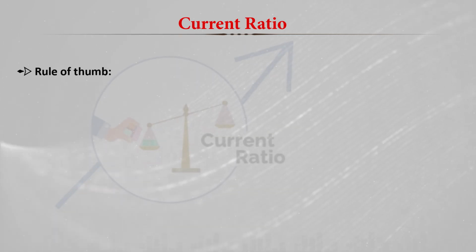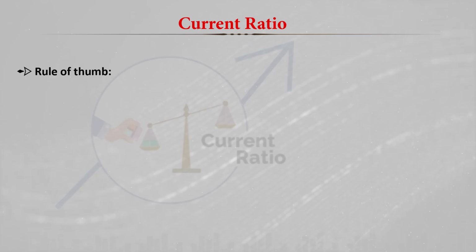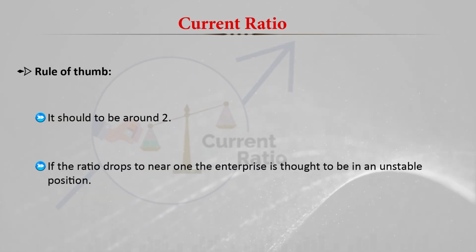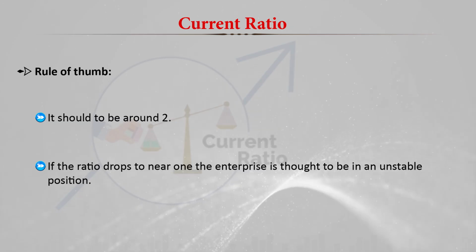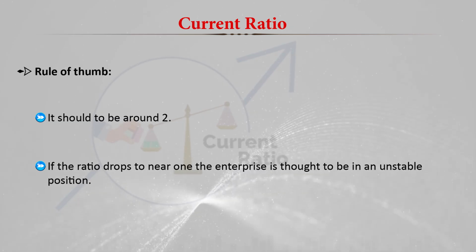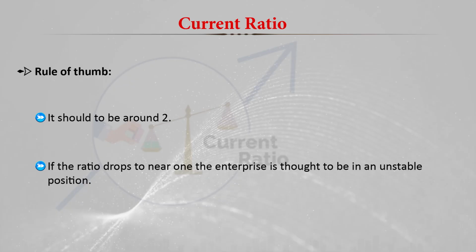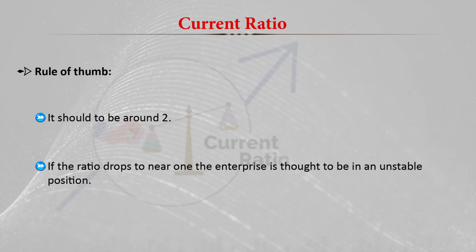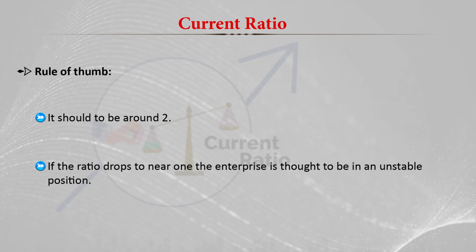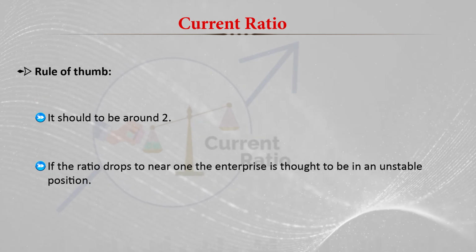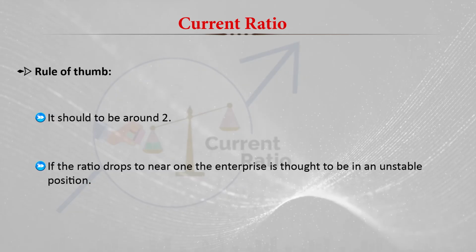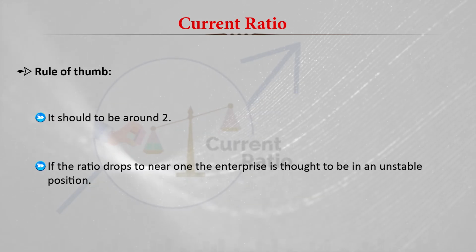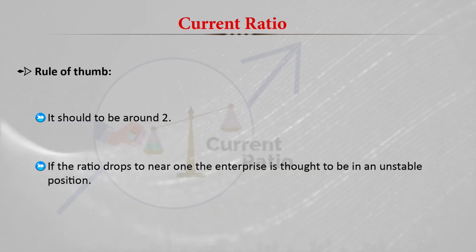In the case of the current ratio, the thumb rule is that it should be around 2. If the ratio drops to near 1, the enterprise is thought to be in an unstable position, and it indicates that there will be difficulty in managing the current liabilities. It may not have the current assets, cash or money available in the bank to meet the current liabilities if the ratio is around 1.